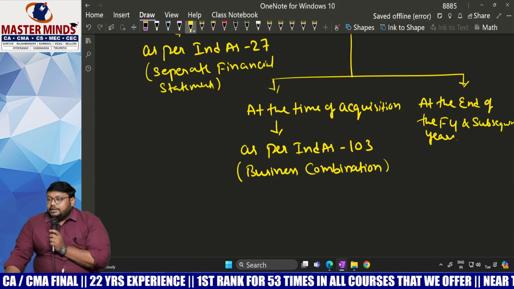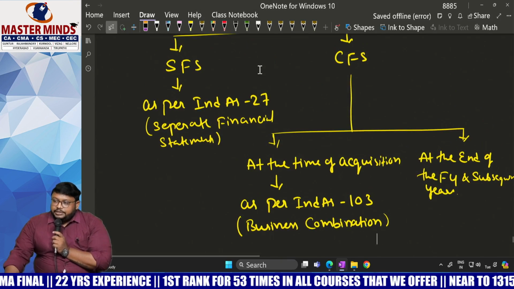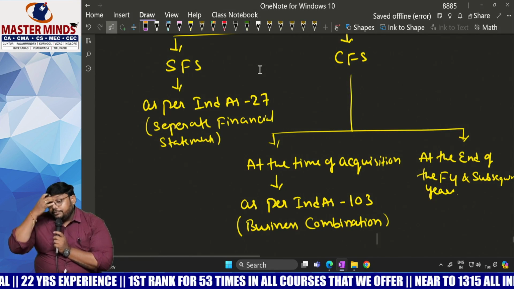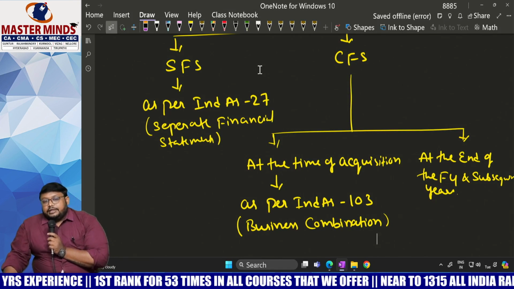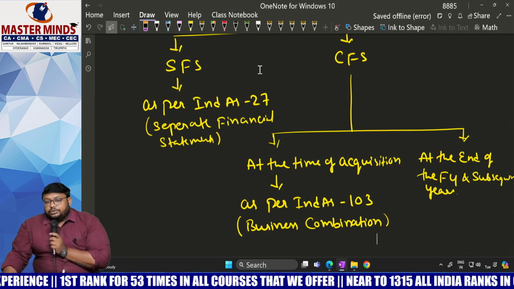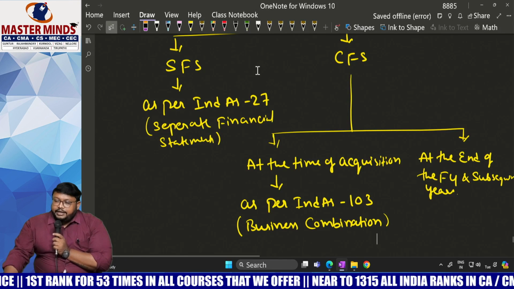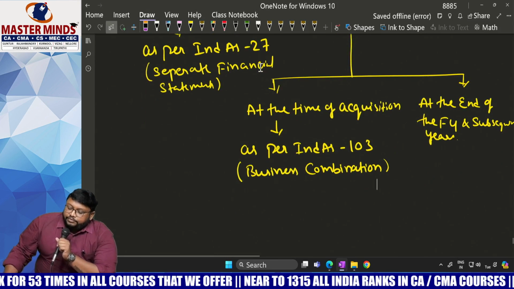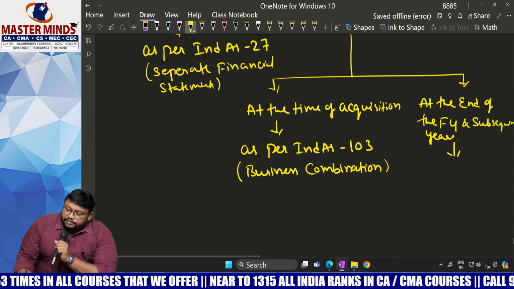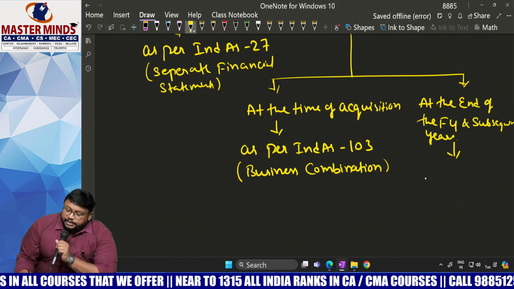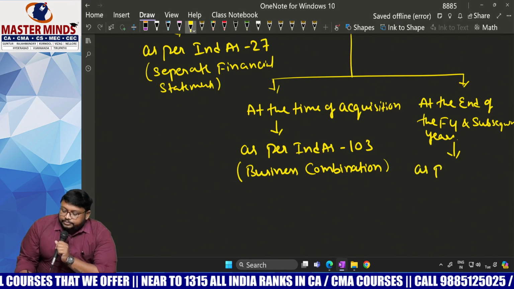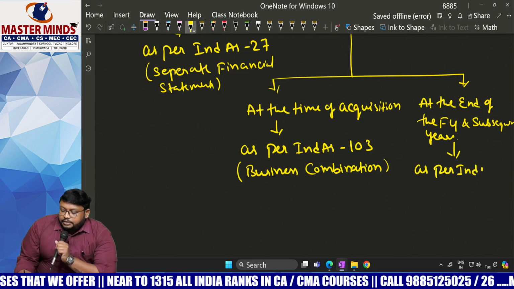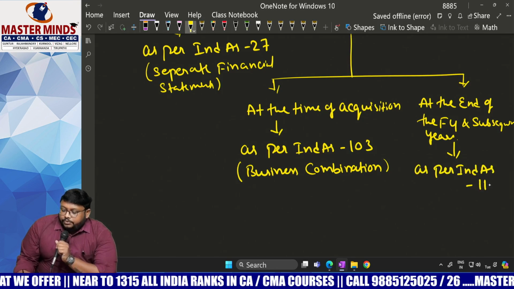So when we are preparing consolidated statements on the date of acquisition, we will prepare consolidated financial statement as per the rules of business combination, so Ind AS 103 will come into play. So at the end of the financial year and in subsequent years also, we have to prepare consolidated financial statement, which we will prepare as per Ind AS 110.